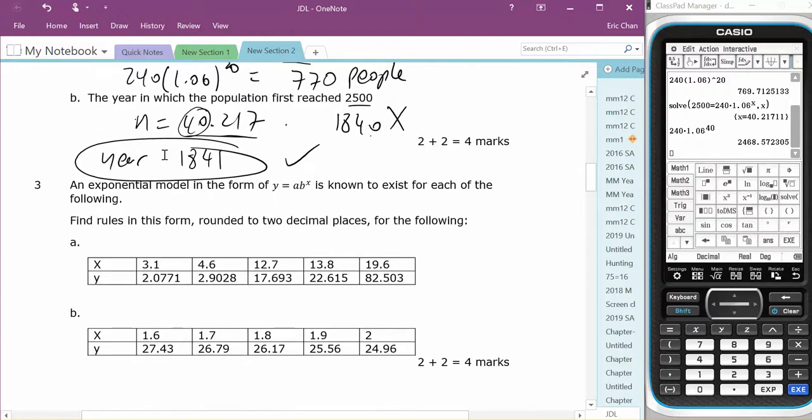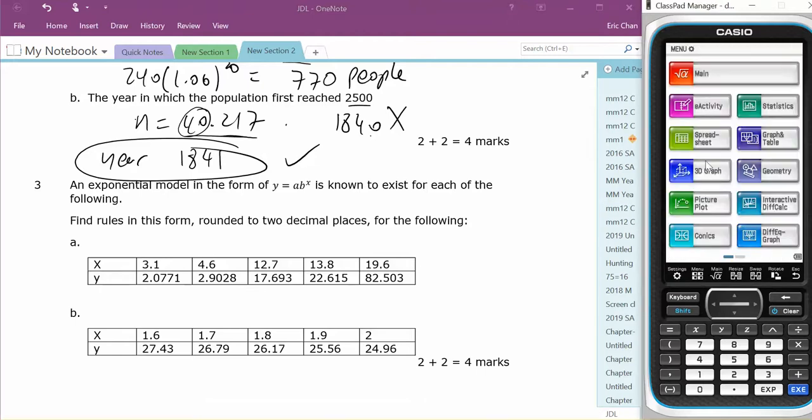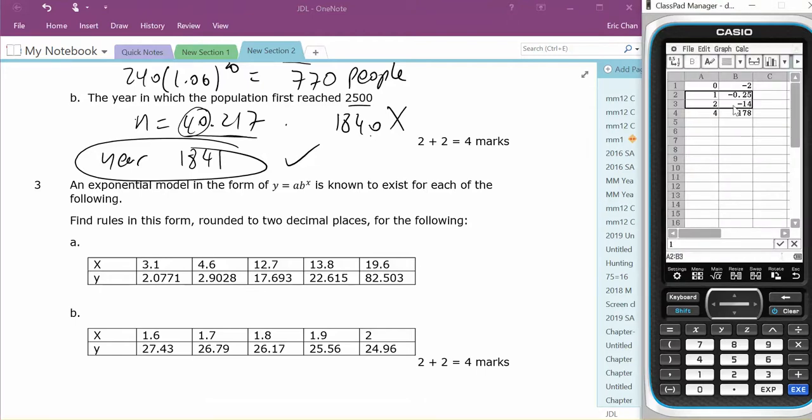Question 3. We want exponential models. We're given table values, and we're just going to use the spreadsheet. So you have to use the spreadsheet. You can do it with as little as 2 data points, but in this case, we've got 5 data points, so just sub them all in. 3.1, 4.6, 12.7, 13.8, 19.6. And I'm just going to type in the y values. 2.0771. You'll need to know this for the SAC.